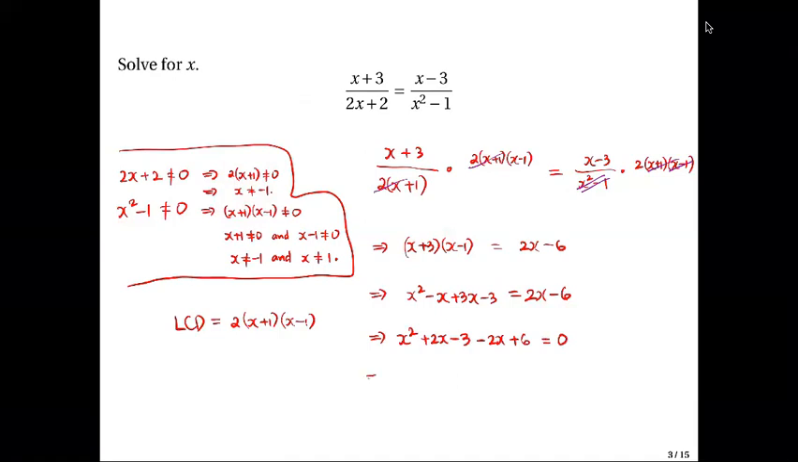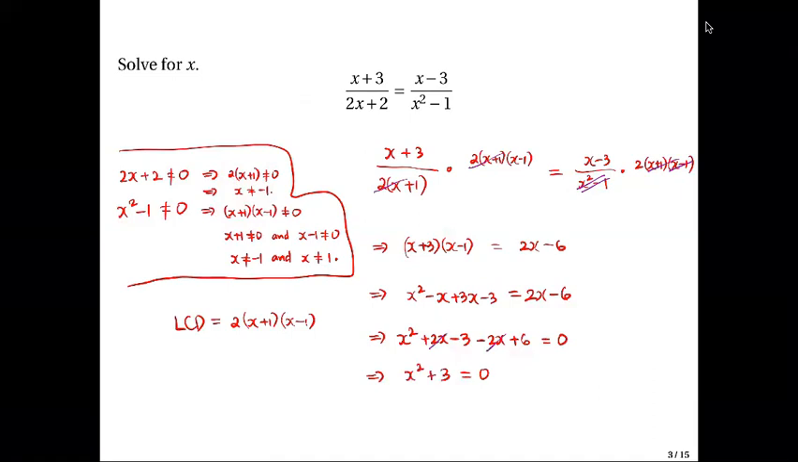So if we simplify this, we'll end up with x squared because this guy here will cancel this. And here you have minus 3 and plus 6. So we will end up with x squared plus 3. So x squared plus 3, and that's equal to 0.